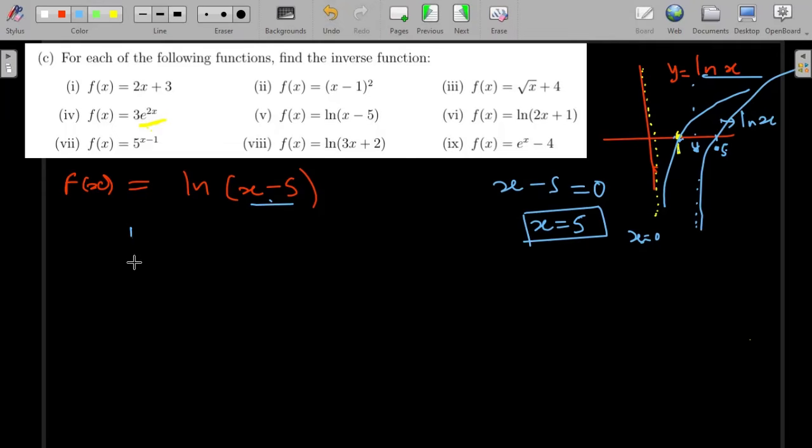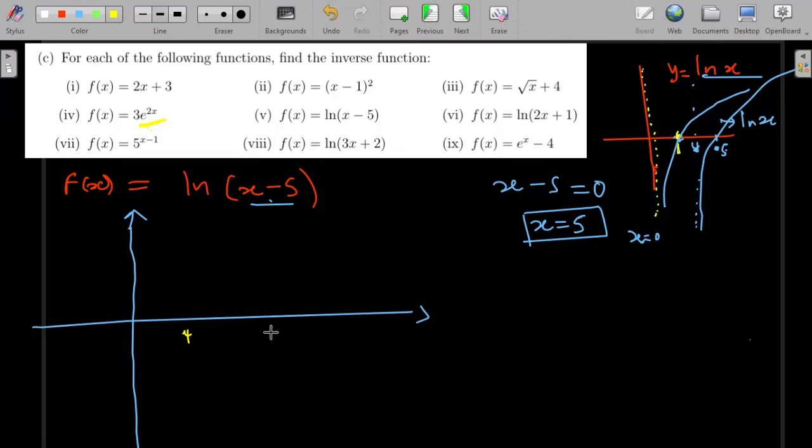Okay, so now let's draw it nicely here. Don't worry about the sketching. We're also going to learn how to sketch them one by one, but here I'm just using them so that it is easier for us to know if it's one-to-one or not. So here we say this is 4, and this is 5. This guy becomes our vertical asymptote, and our graph will be a line that passes through (5, 0) here.